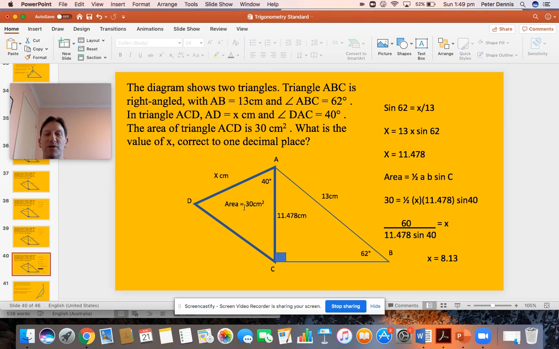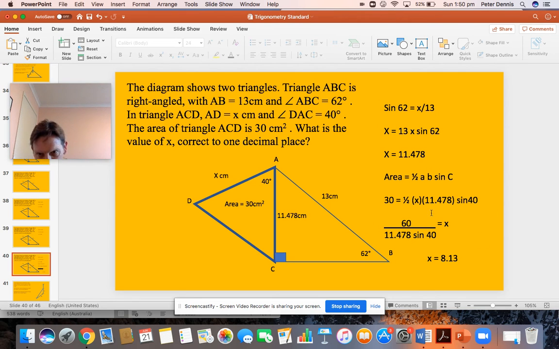and we know that equals 30. So instead of halving, what's the opposite to halving? We take that across and we make it 60, doubling. We need to get the X by itself, so we need to leave this X here. So we need to take this over to the other side. We're times in by this. So when we take it over, we're going to divide. So we get that X equals 60 divided by 11.478 sine 40. And what we get there is 8.13.